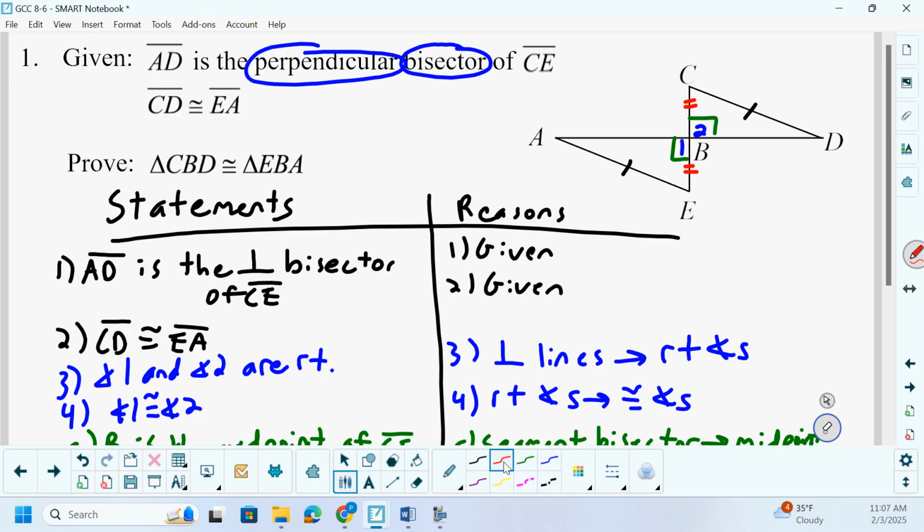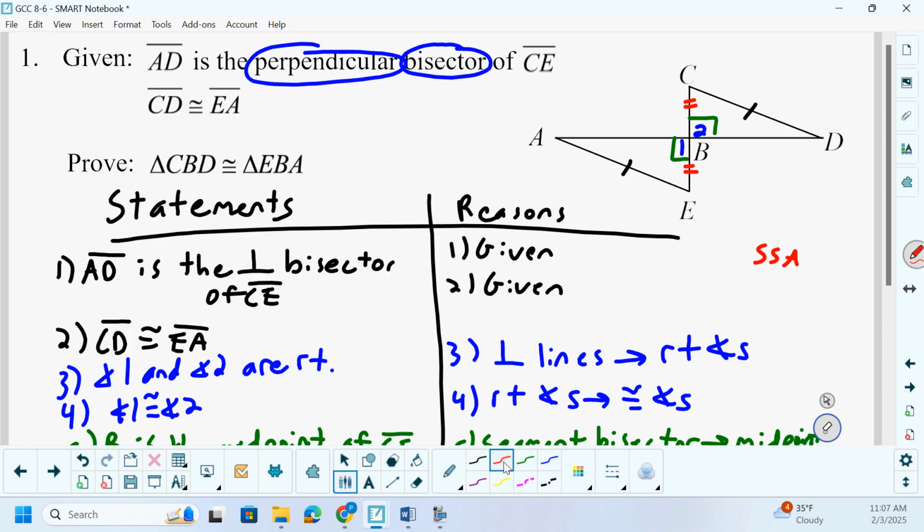Our angle is not in between the sides. If we had the angle in between the sides, it would be angles E and C. So currently we have SSA, which we should never put in a proof. Never, ever should you put SSA in a proof. It's automatically wrong if you put SSA in a proof.